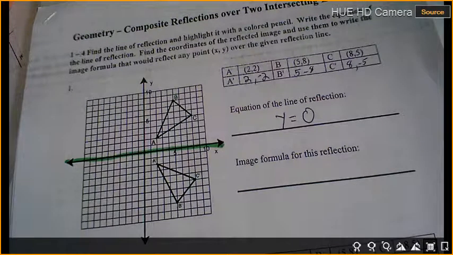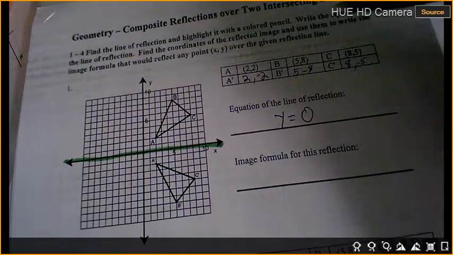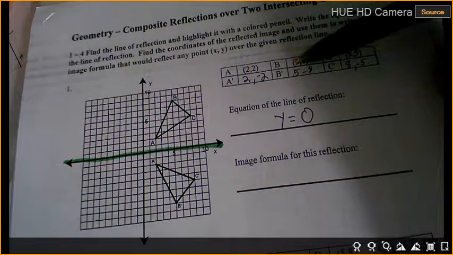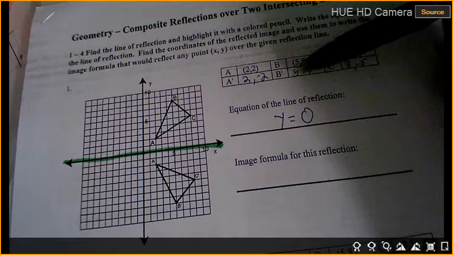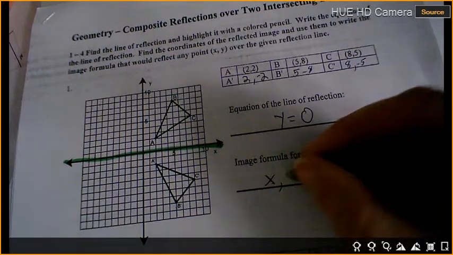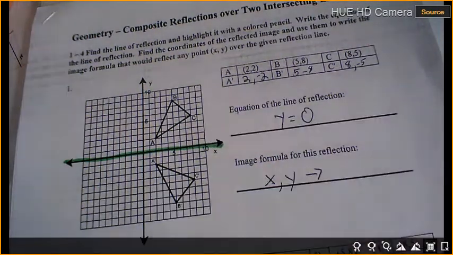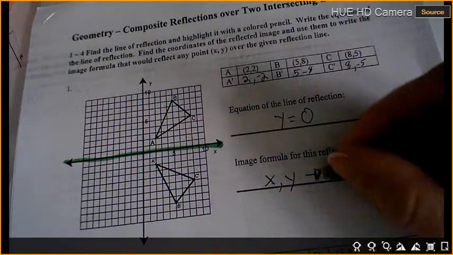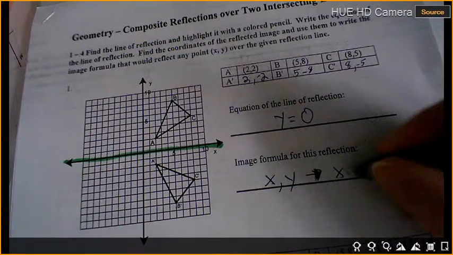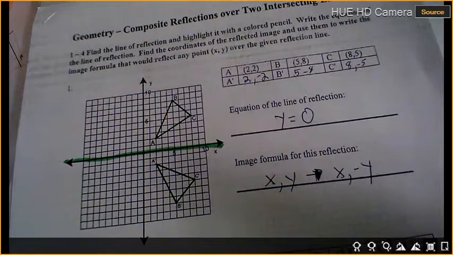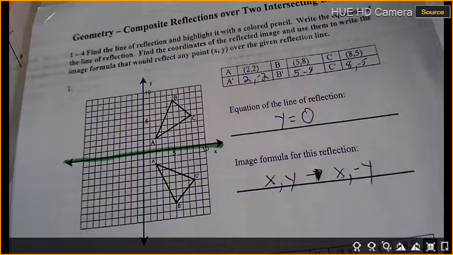All right, the image formula for this reflection. If I think of B as x and y, what happened to it? I went from x, comma, y to what? Opposite y, yeah. X, opposite y, or x, negative y. That negative doesn't really mean that all the answers have to be negative. It means that the sign has to change for the second one. So that's what you're going to do here.